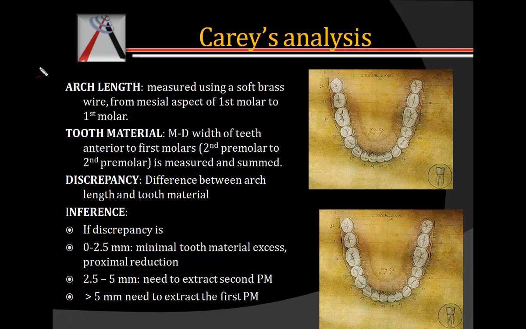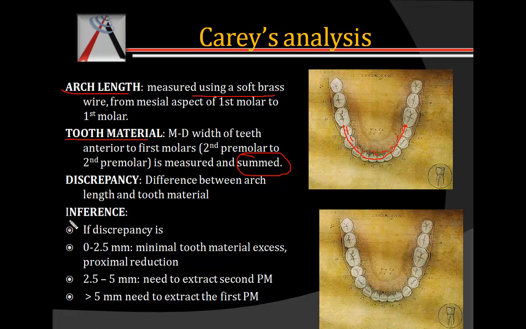Here we measure the arch length using a soft brass wire from the mesial aspect of the first molar to the mesial aspect of the first molar of the other side. We then measure the tooth material, that is the mesiodistal width of the teeth anterior to the first molars, from the second premolar of one side to the second premolar of the other side, and then all these mesiodistal widths are summed up.